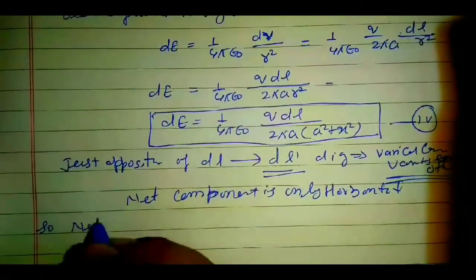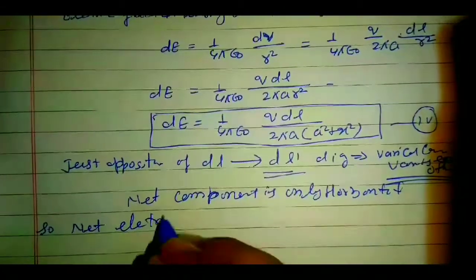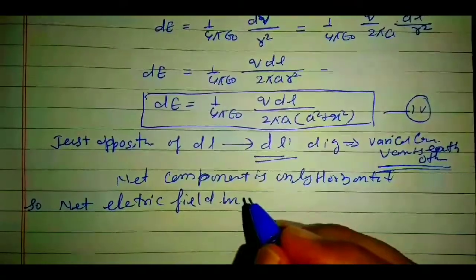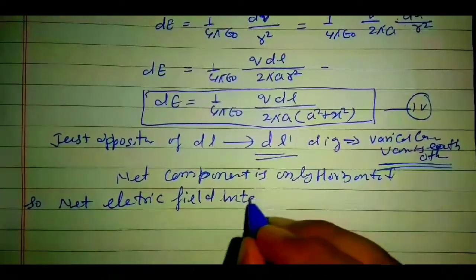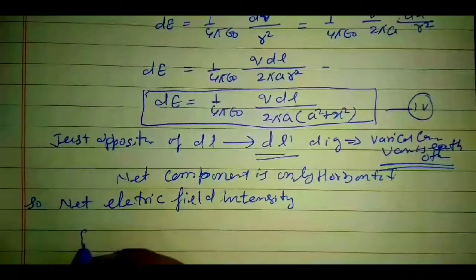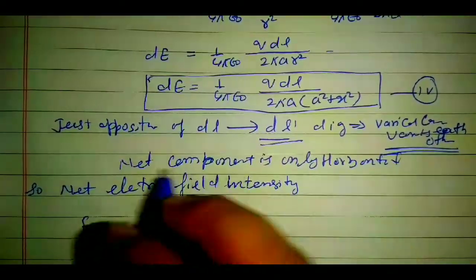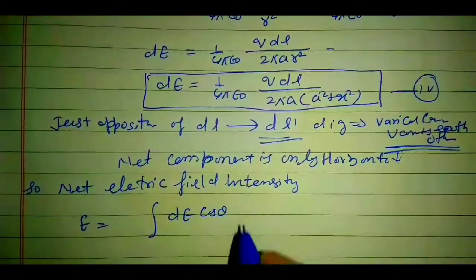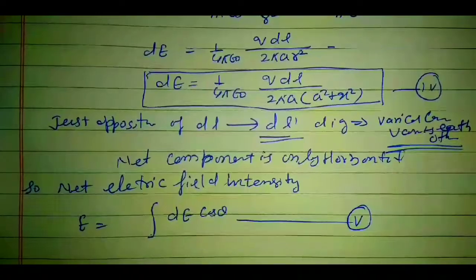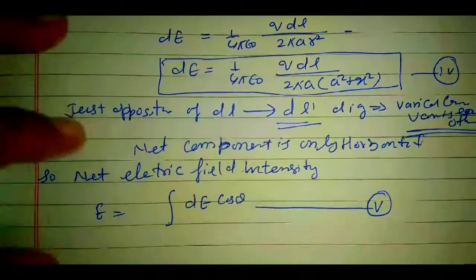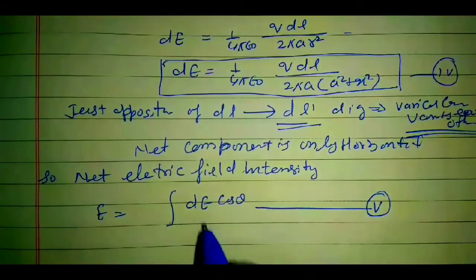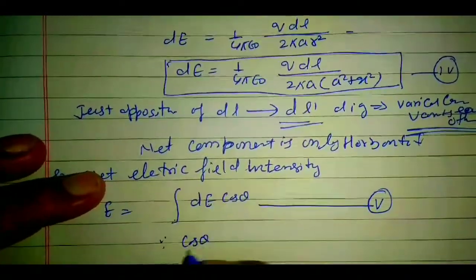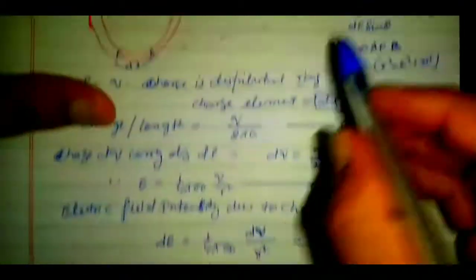So the net electric field intensity E is equal to the integral of the horizontal component, dE cos theta, and represented by equation number 5. Now see carefully here. Now putting the dE value and cos theta value in this. See the value of cos theta in the diagram. Focus on the diagram.